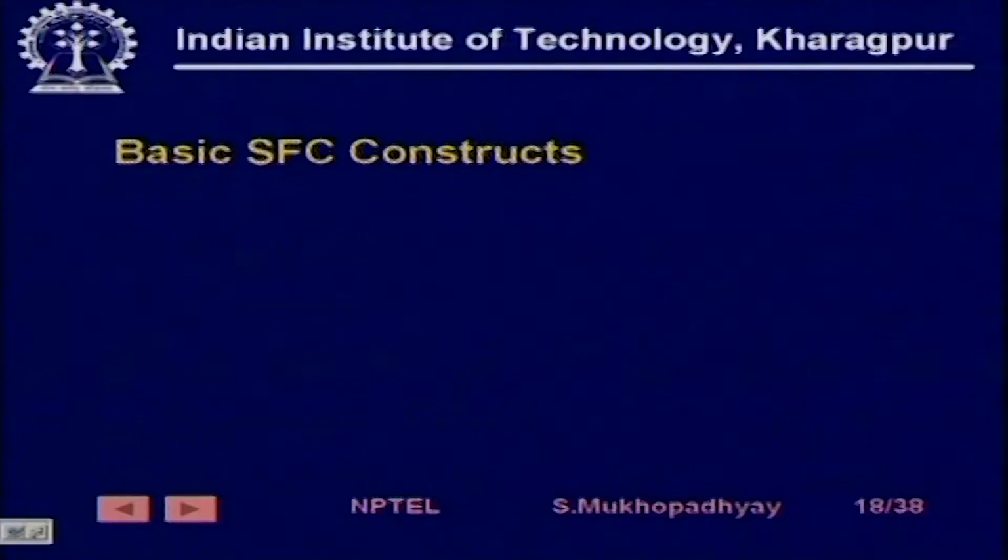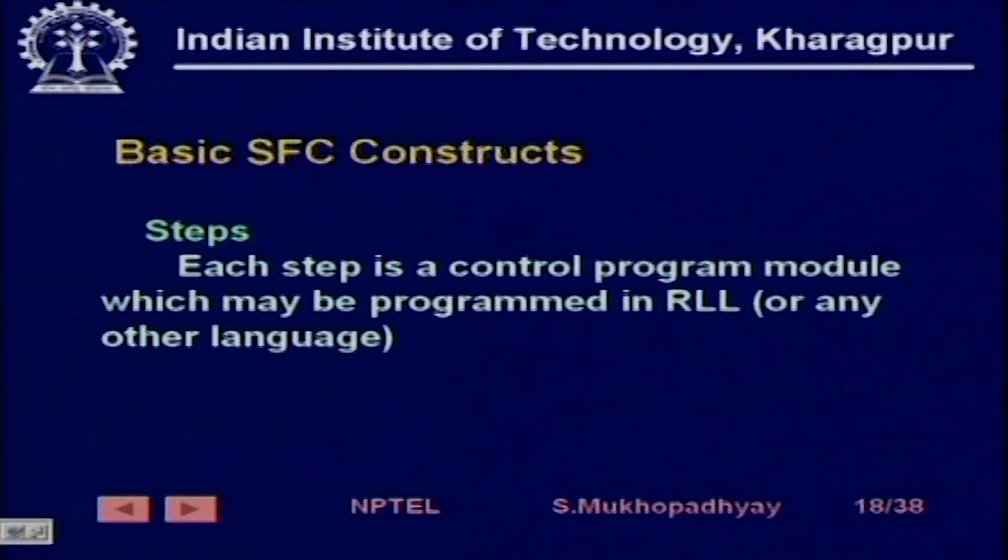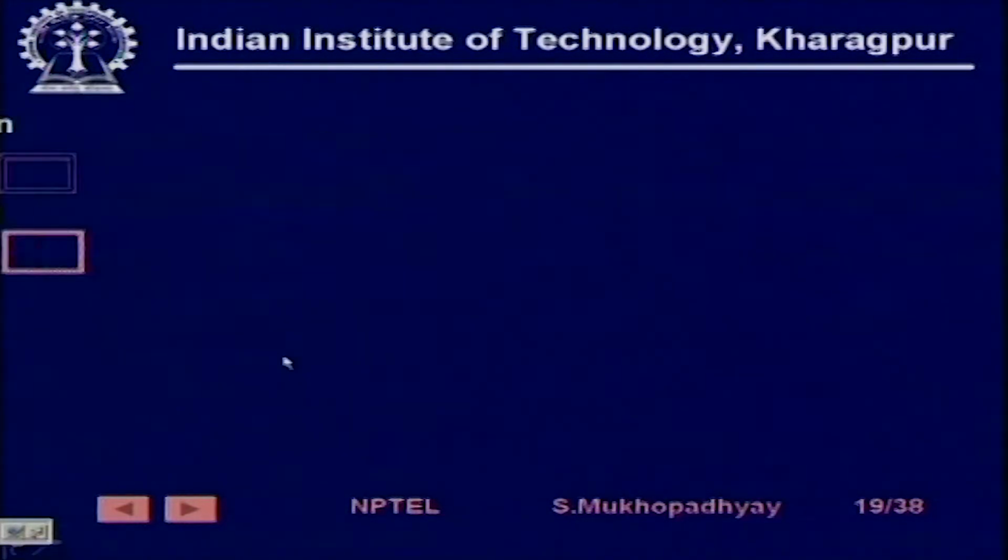So, let us take a quick look at the basic SFC constructs. They are basically state machine like constructs and contain some simple programming constructs with which we are familiar. Just like states and transitions, here you have steps and transitions. Each step is actually a control program module which may be programmed in RLL or any other language. So, as I said, it is a function.